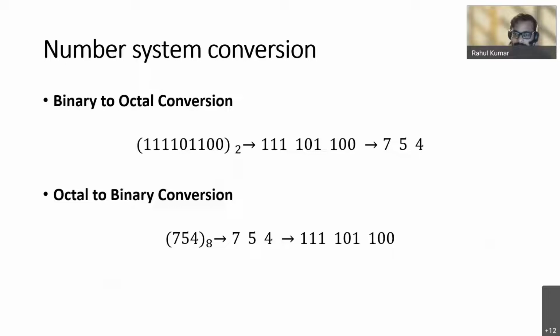The next conversion is from binary to octal. Binary is base 2 and octal is base 8, so we have to convert from base 2 to base 8. Let's say this is the binary number we are given, and we have to convert it into base 8. Base 8 means 2 to the power 3 is 8, isn't it? So we will start from the right hand side and pair 3 binary digits together.